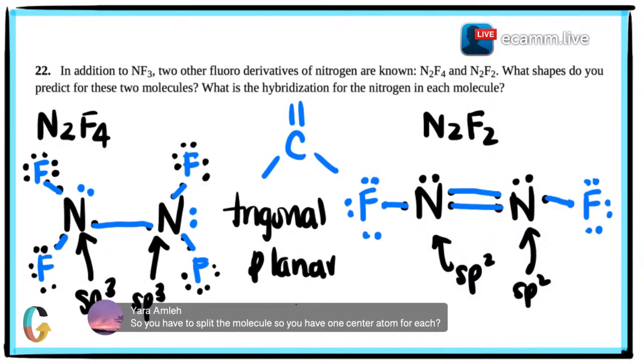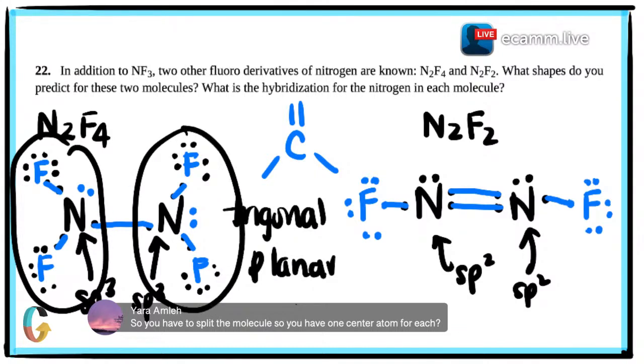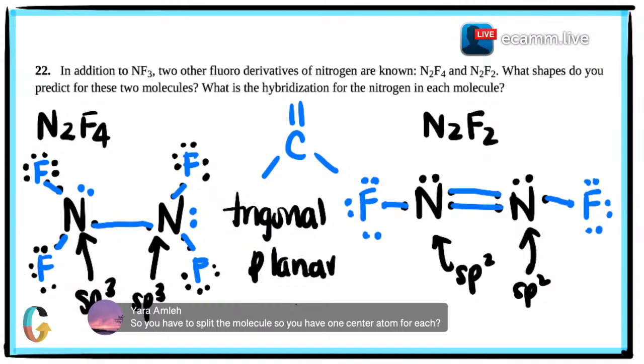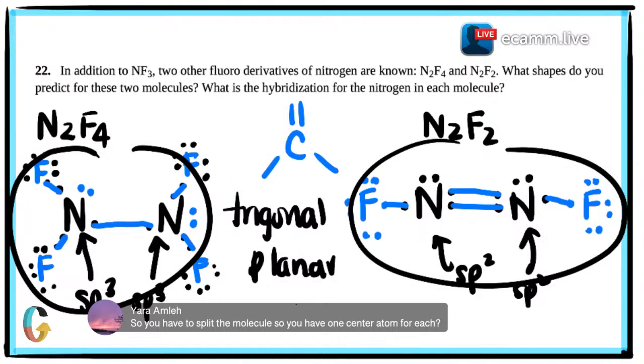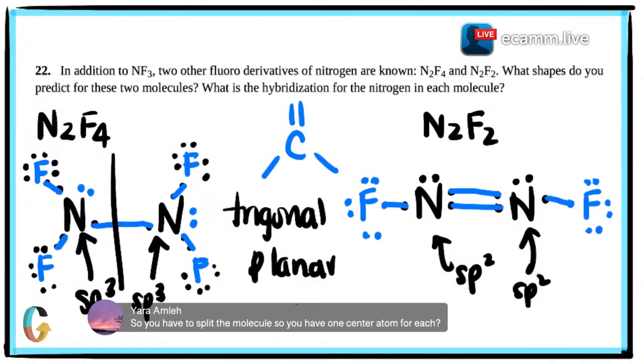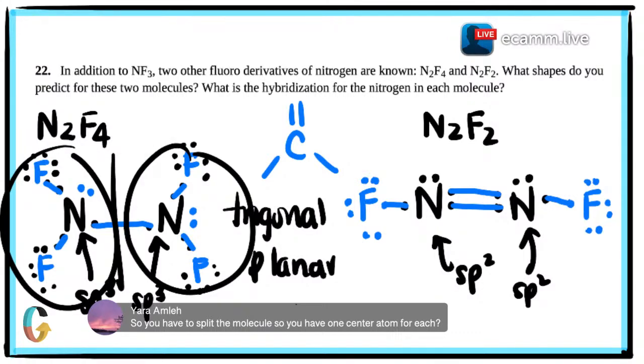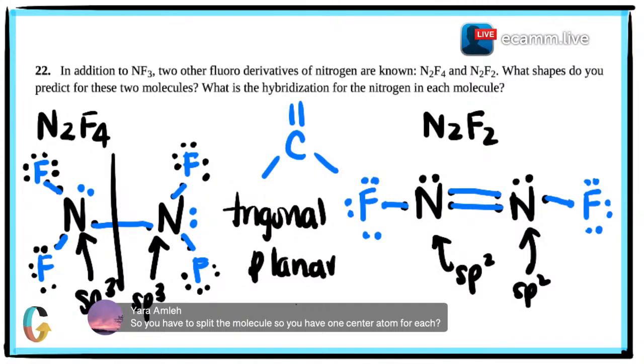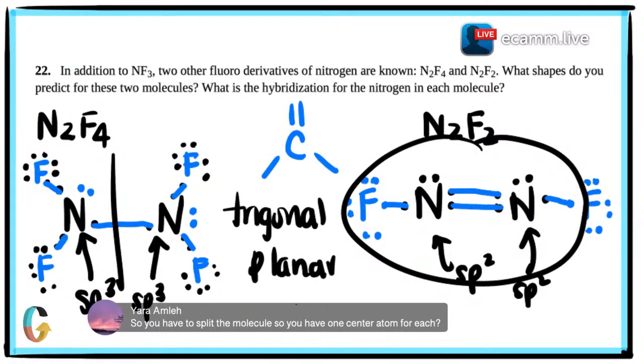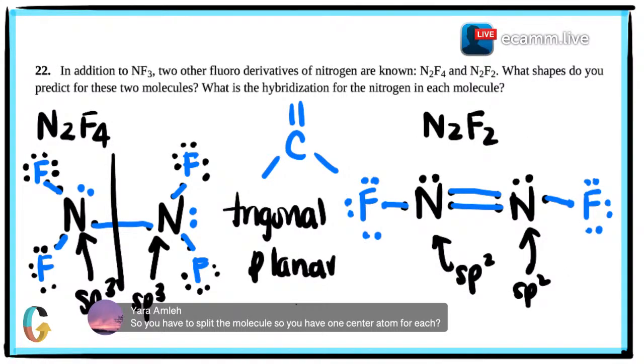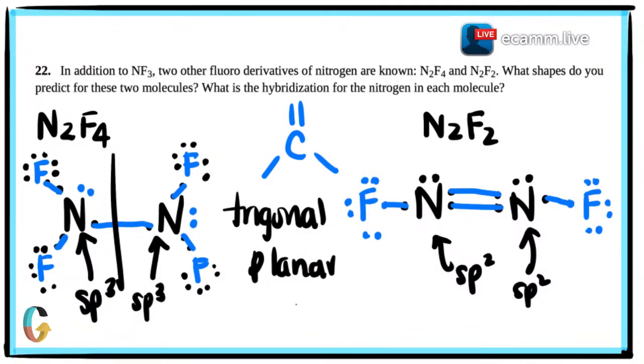Yara says, let's see, so you have to split the molecule so you have one center atom from each. Yes, basically in this case, since these are symmetrical, you can just talk about one half. It's kind of weird that they said, what shape do you predict for these molecules? They made them symmetrical, so they were only looking at one half. Whatever this is, it's going to be the same for this side. So the whole thing would be trigonal pyramidal for this and trigonal planar for this one. Hopefully that makes sense. What do you guys think?